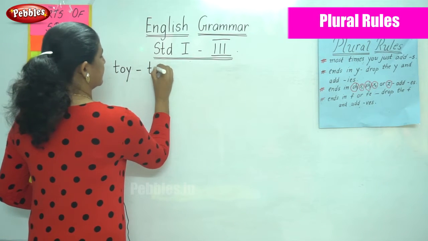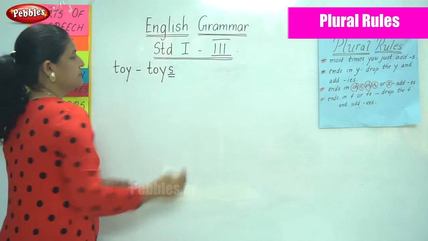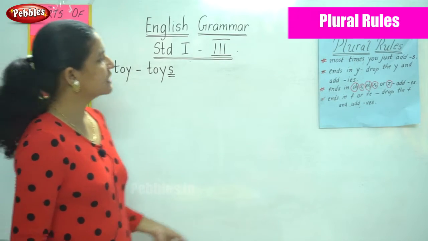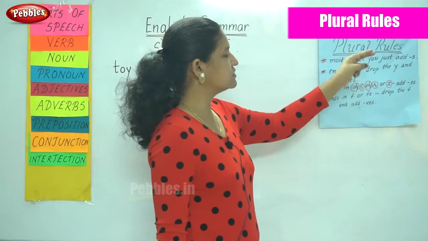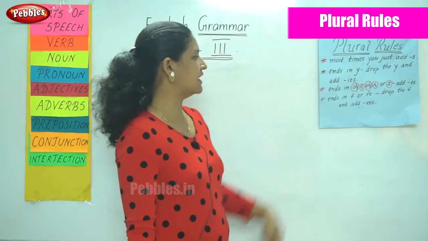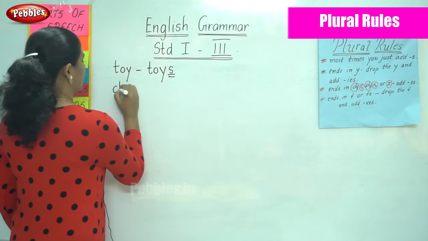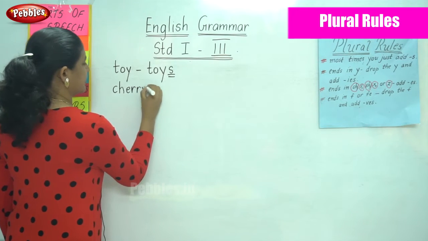So I just add the alphabet s. One toy, many toys. The next rule is, when a word ends in y, drop the y and add ies. So for example, cherry, one cherry. I have one cherry on my ice cream.